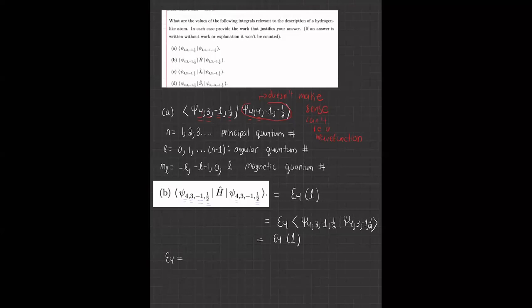Is this for a hydrogen-like atom? So what did I give for Z? Just solve this, and I'll solve it in Hartrees. Z squared over 2n squared, where n is 4. And this is going to be equal to Z squared over 2 times 32, Hartrees.